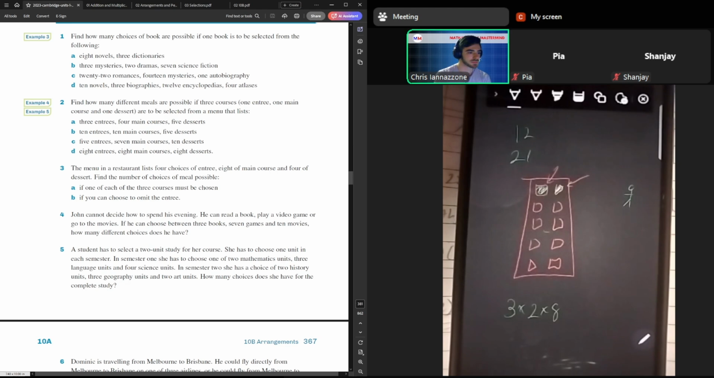What do you think? Is this being made in sequence, or is this a situation where you're just picking one of anything? Yeah, that's correct. We're going to multiply because we're doing a sequence. We're choosing one of each. So we're choosing an entree, a main, and a dessert, rather than just one meal from the entire menu. So in all these cases, you're just going straight multiplication. 3 by 4 by 5, 10 by 10 by 5, 5 by 7 by 10, 8 by 8 by 8.